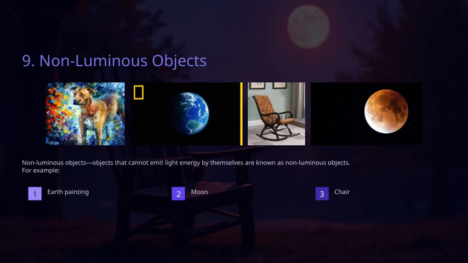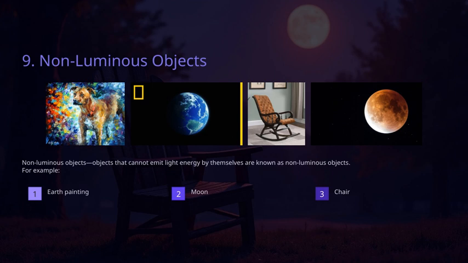Let's talk about non-luminous objects. These are objects that cannot emit light energy by themselves. Unlike the sun or a light bulb, they don't produce their own light. Instead, we see them because they reflect light from other sources. For example, the Earth, which has a surface that reflects sunlight, is a non-luminous object.